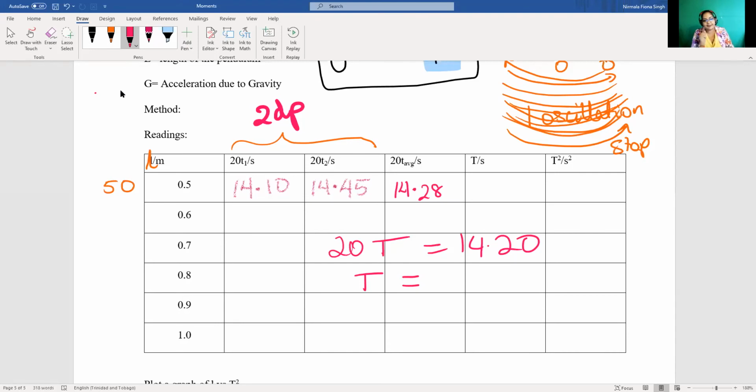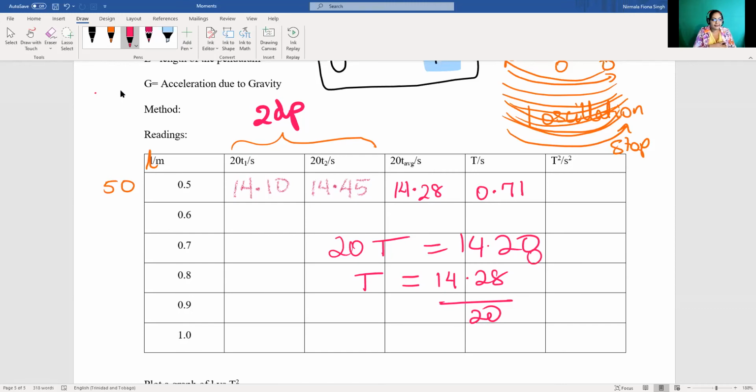Divide 14.28 by 20. So we're going to divide 14.28 by 20, and we're going to put our answer to 2 decimal places. And here I get 0.71. So that is t for this table.